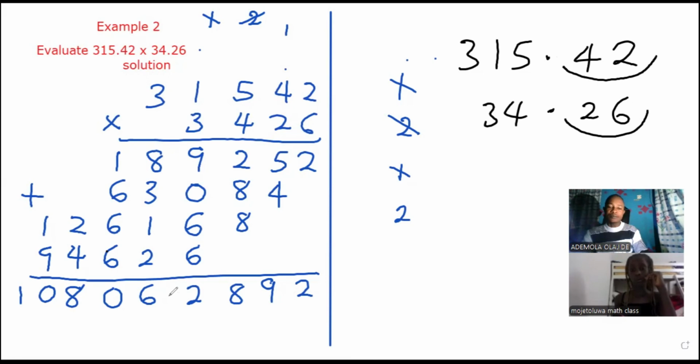Yes, for us to have 4 digits behind the decimal, you come here and you put it right in this place. So this gives us that the answer is 10,806.2892. And that's the result of our multiplication of decimal numbers.